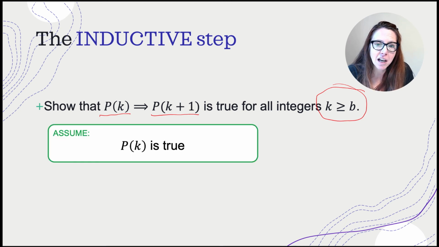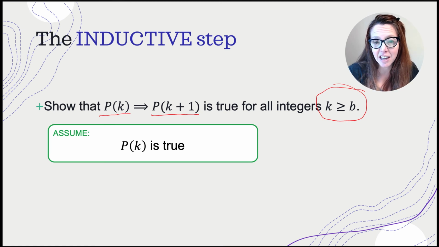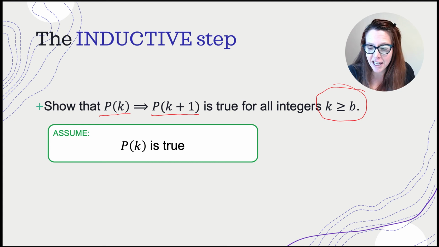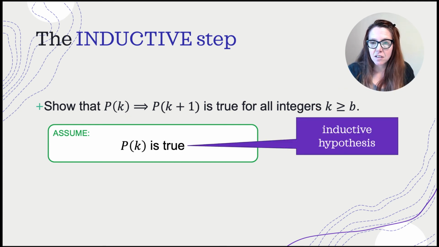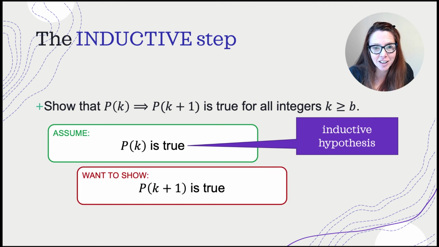And so we do this by first making our assumption. Our assumption is that this is true when n is equal to k. So P(k) is true. We assume that. That's our inductive hypothesis. So this inductive hypothesis is what's going to help us show that the rest follows.